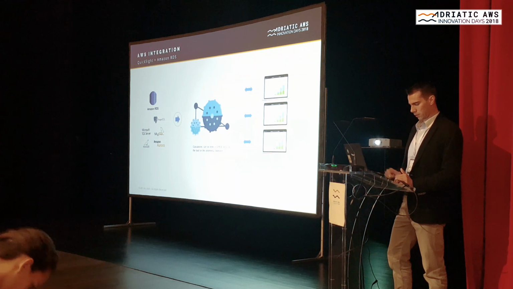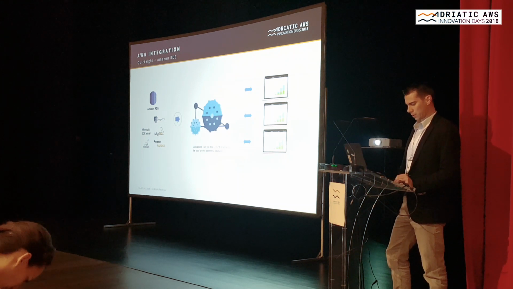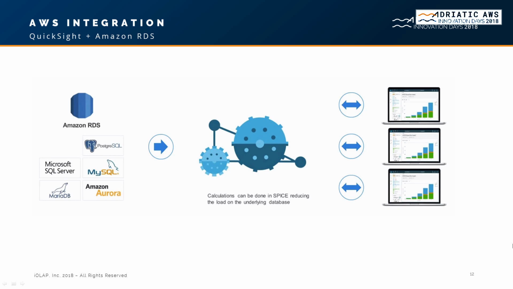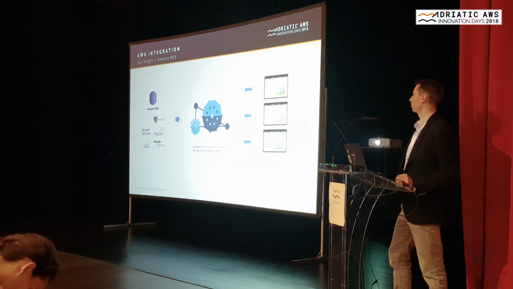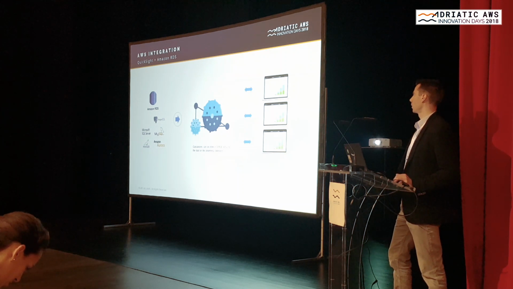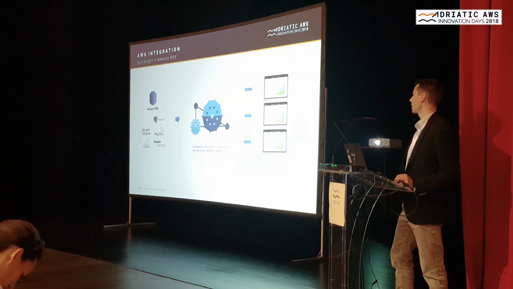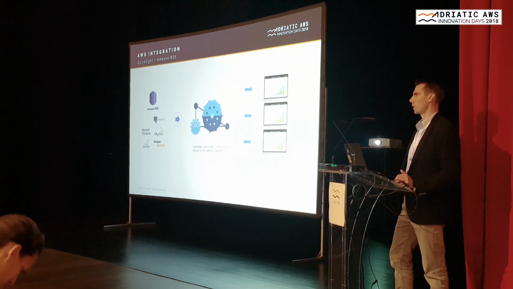Amazon RDS. That's a relational database service. This is a service that allows customers to have managed third-party databases like MySQL or Microsoft SQL Server or Aurora. Here, if you have an operational database in RDS and you want to avoid direct querying from QuickSight to RDS, for example, if you're worried about production performance, you can move that data into Spice and then query directly from Spice.